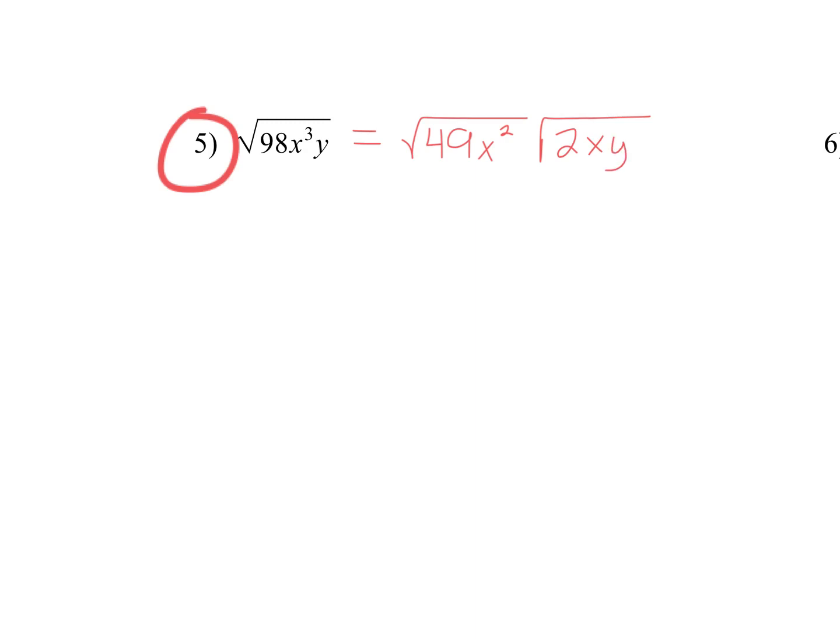So now you just simplify your good radical. What's the square root of 49? 7, square root of x squared. X, what do we do with this? Keep it. Yep. Good.